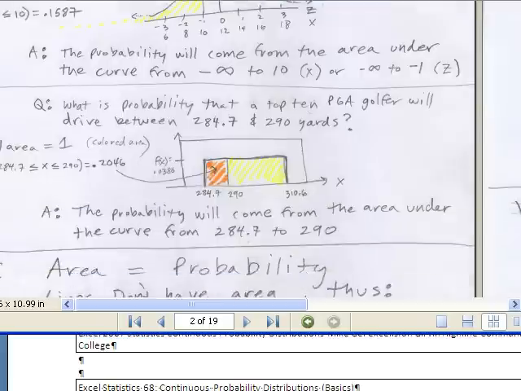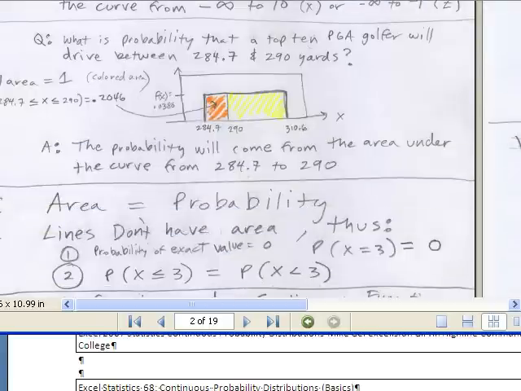Here's another example for continuous probability. We'll talk about a uniform distribution. That's where we get this kind of rectangle shape. And if we're asking the question, what is the probability that a top 10 PGA golfer will drive between this and this number of yards? We're going to have to do some calculation. It's not integration. Hey, do you remember from geometry? The height times the width gives you the area. Boom, that's what we're going to do here when we talk about uniform distributions.